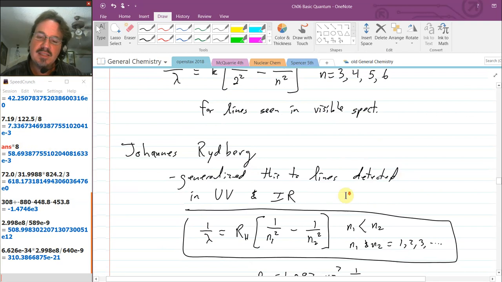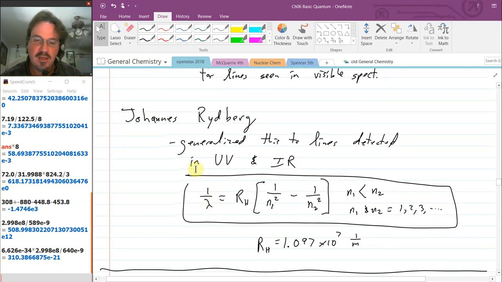So he extended this idea. Kind of looks just like it, right? 1 over lambda equals some proportionality constant. And instead of just 1 over 2 squared, he said, hey, let's let this be N1, or the initial, N2 being the final, right? And N2 being the larger number, so if I started with a 2 over here, this one has to be at least a 3 and a 4 and a 5, and that's what Balmer had seen. But if I started with a 1, then I could use a 2 or 3 on my second spot.